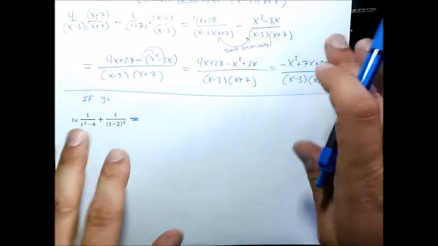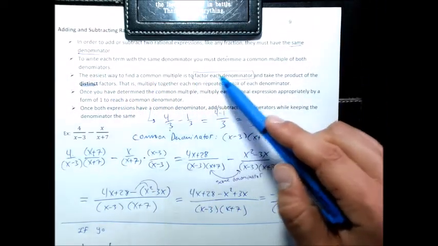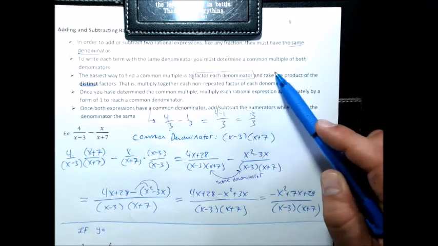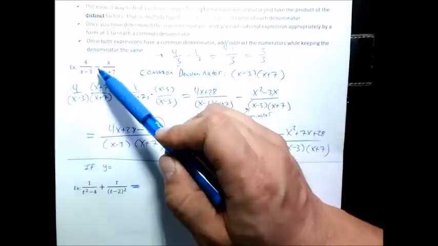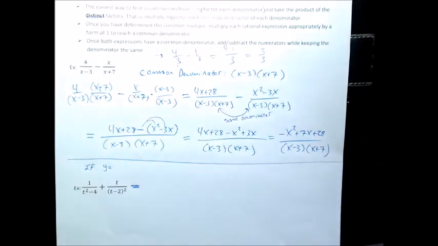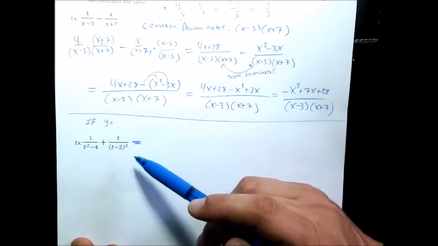Oh, I did write that down. Right, the easiest way to find a common multiple is to factor each denominator and then take the product of the distinct factors, right? In this first one, we didn't have to factor anything because there was nothing to factor. But in the next one, we can factor both of those.